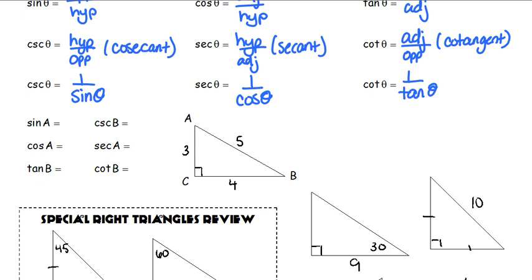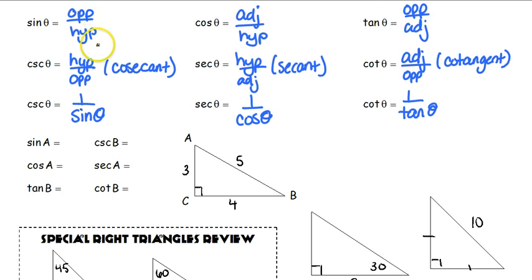Alright, so let's look at our triangle. We have our angle ABC. We have sides 3, 4, 5. I want the sine of angle A. If I want the sine of angle A, I'm looking at the opposite over hypotenuse, so opposite of A is 4, hypotenuse is 5. I want the cosine of A. Cosine is adjacent over hypotenuse. If this is A, this is my adjacent side, and my hypotenuse is 5. Next, we want tangent of B. If this is B, tangent is opposite over adjacent, so opposite of B is 3. Adjacent is 4, so this is 3 over 4.